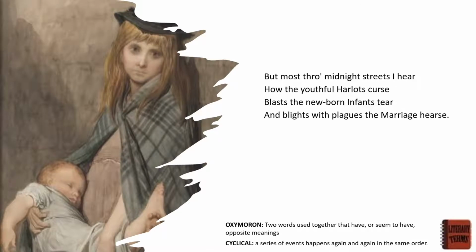Okay, now we come to our last stanza. But most, through midnight streets I hear, how the youthful harlot's curse blasts the newborn infant's tear, and blights with plagues the marriage hearse. It's a powerful final stanza, and it's no accident that it starts with that word but and then most, because what Blake's saying is that he's left the most bleak, the most horrendous controversy till last.